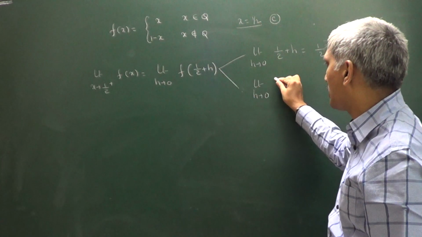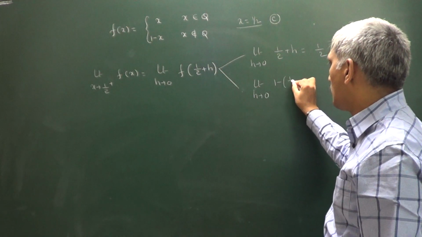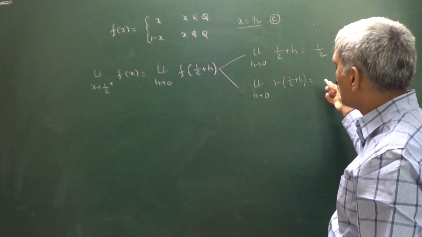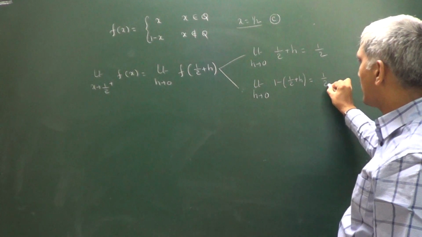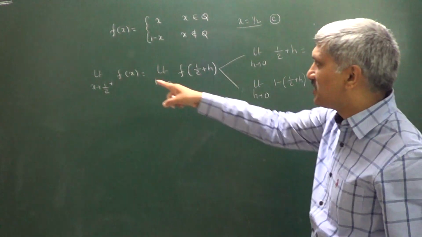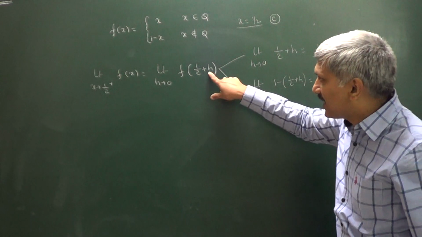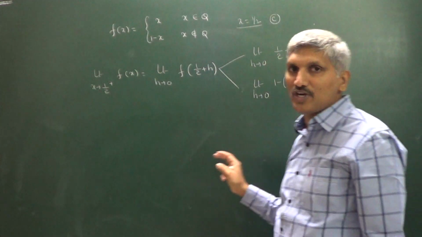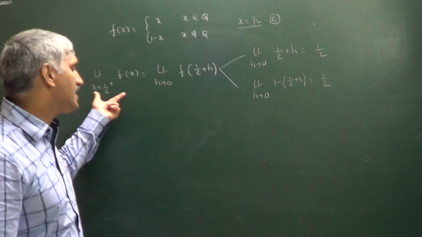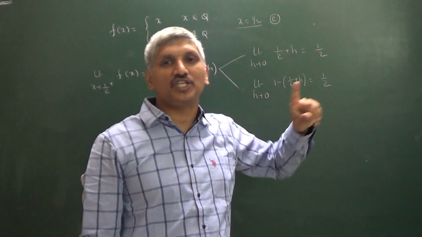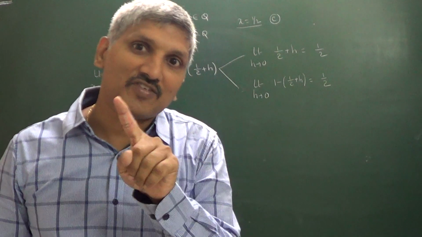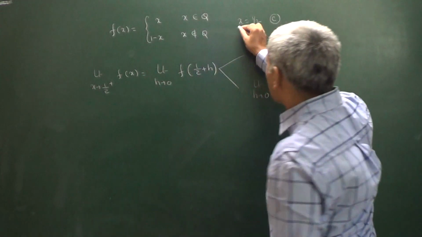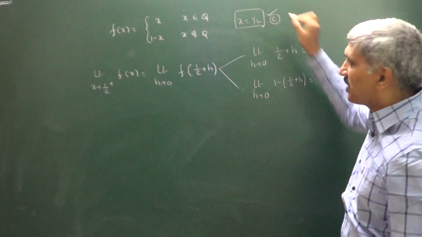But if irrational, we have to take the next function, 1 minus of 1/2 plus h, that is equal to 1/2 minus h, which gives you 1/2 only. Whether 1/2 plus h is rational, we got 1/2, irrational case also we got 1/2. Overall, the right hand limit we got 1/2. In the similar way we can check the left hand limit is also equal to 1/2. So the function is continuous at x equal to 1/2.